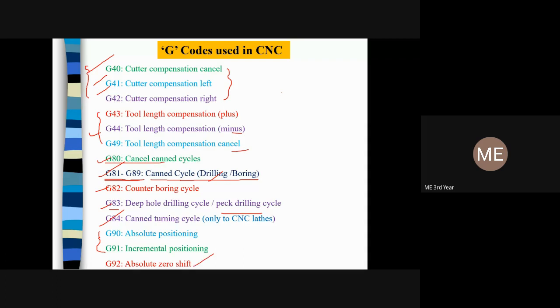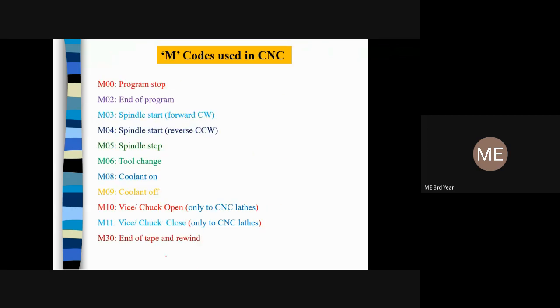So absolute zero shift is the code for the machine reference point that I have already told you about, and after the machining operation, it will go to the absolute zero shift. It is actually set by the manufacturer. G90, G91 is absolute positioning, incremental positioning. I have already told you in the previous classes what is the meaning of absolute and incremental coordinate systems. So these are the miscellaneous codes.